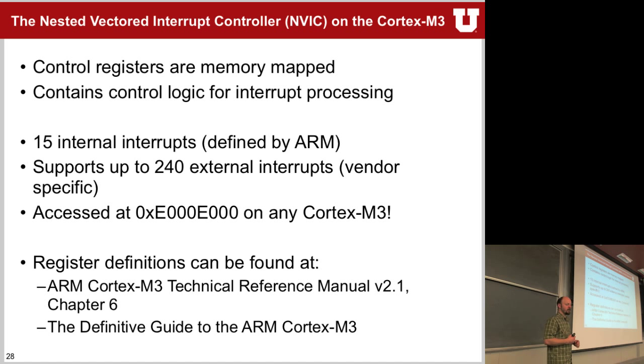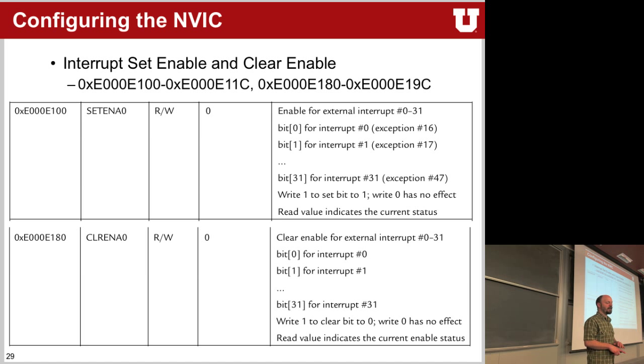The NVIC is used to control, enable and disable. It has all the pending status bits defined inside, the enable and disable of interrupts, and a couple of other configuration registers that we will look at right now. For example, we have the interrupt set enable and clear enable registers. They go from address E000E100 to 101C, and then another set at 180 to 19C. Why do we have two of them? Why do we have a register for set and a register for clear?